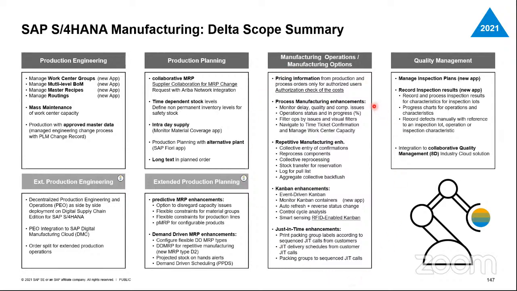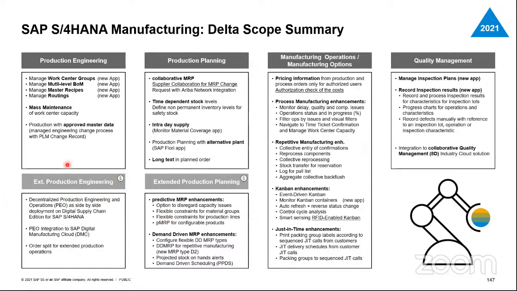In terms of manufacturing operations, there are enhancements for process, repetitive, Kanban, just in time. Again, these are smaller enhancements. As I said, these are all ideas to enhance the processes. And in quality management, there are new apps to manage inspection plans and record inspection results. There is also integration with collaborative quality management, the 8D approach, the cloud solution. You can integrate it with your S/4HANA system.